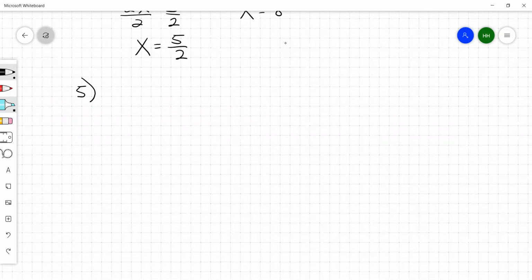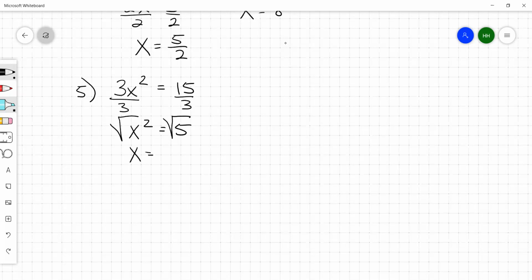Number 5, we got 3x squared equals 15. There's no term with just an x in front of it, so we're going to get x squared by itself. We're going to divide both sides by 3. X squared equals 5. Gonna square root each side. X equals positive or negative square root of 5.